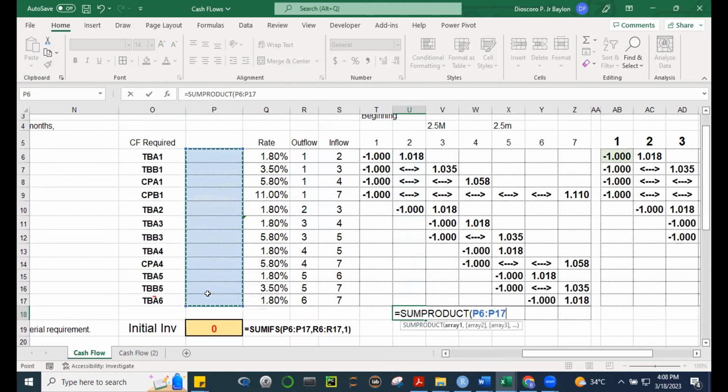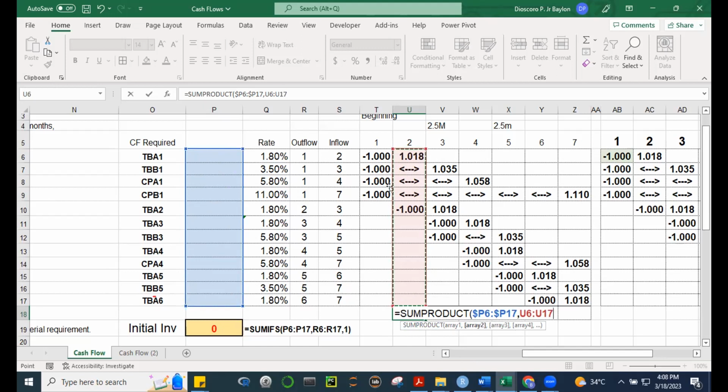And we need to fix this. F4. Fix the what? Fix the column. Because we're going to copy this to the right. Okay? Our row position will not be changing. So no need to fix the row. Just fix the column so that it will remain column P. So that's why I'm fixing column P. And then sum product of this one with our factors. So what will that do? It will multiply this times this times this.